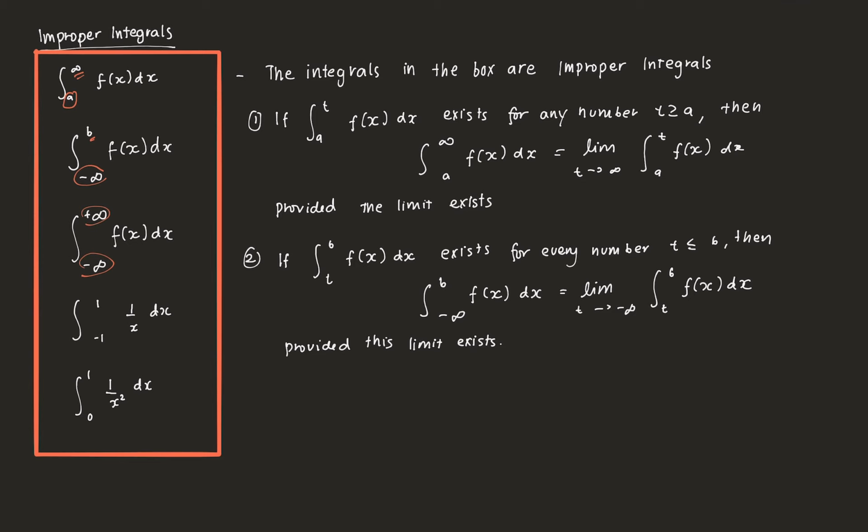So we refer to these integrals as improper integrals, right? These are integrals wherein there's a chance that the limit of the integral would not exist, and there's a chance that it would exist, based on how we solve it. And we have certain rules that we follow.